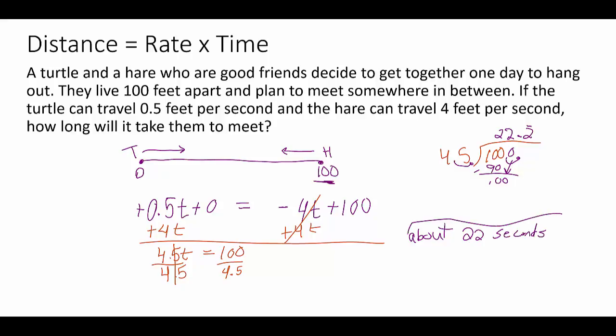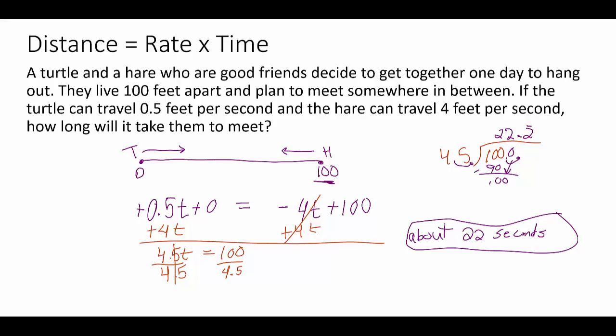If they told us what to round to, we would definitely want to round to that, but they didn't. So at about 22 seconds, if nothing else, they'll be super close. And I guess they don't actually want to be right on top of each other. That sounds like a mess for one of them. But that's how we work out that problem.